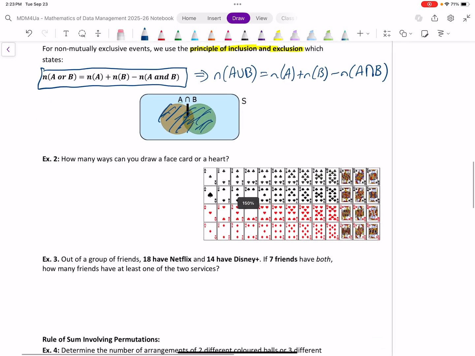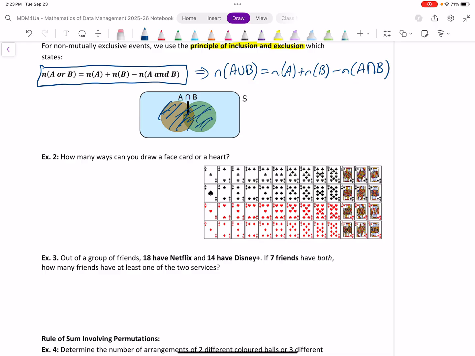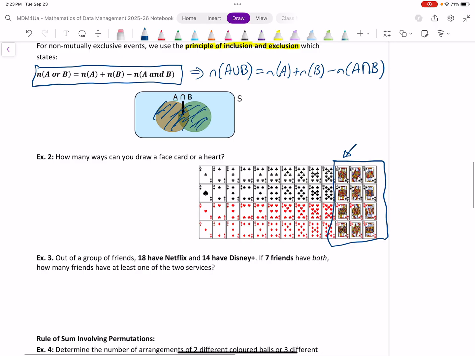A real easy example is to use cards. So for example, if I was to say, how many ways can you draw a face card or a heart? So I've got the representation here. I don't know if we talked about face cards, but these are my face cards, the Jack, Queen, Kings. So there's one of each in all of the suits. There are 4 suits, so my face cards. And there are 12 of them if you count those up. The other set here are hearts. So here are my hearts.